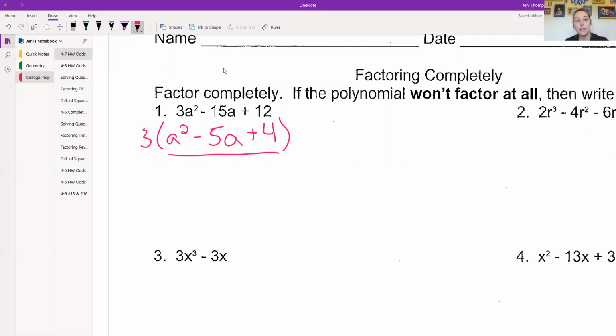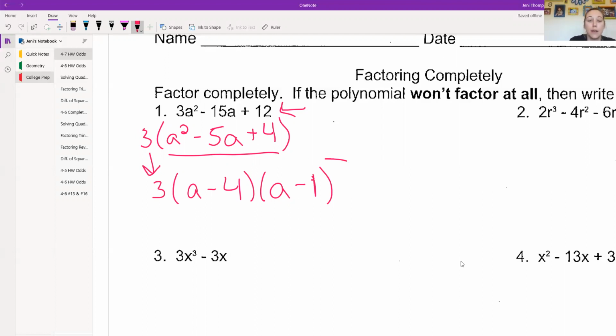This is a lot easier to factor than this. This one we can just do in our head. Some factors of positive 4 that give us a negative 5. Well, that is a minus 4, a minus 1. Negative 4 times negative 1 is positive 4, and negative 4 minus 1 is negative 5. So we did it. But this 3 stays with it, right? We factored that out, so it hangs with us at the end too. So this is our final answer.